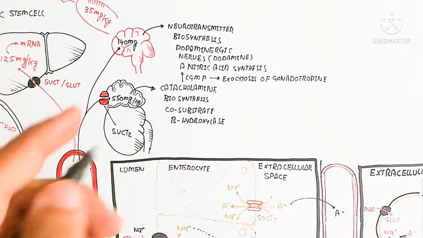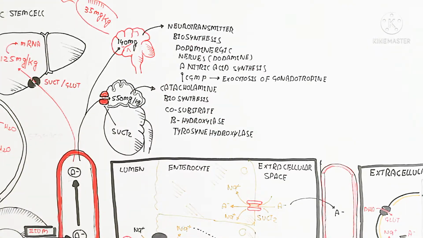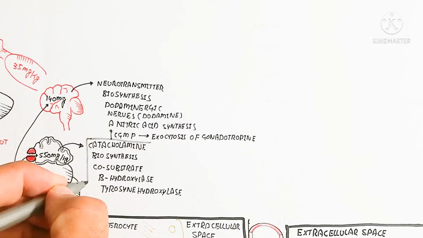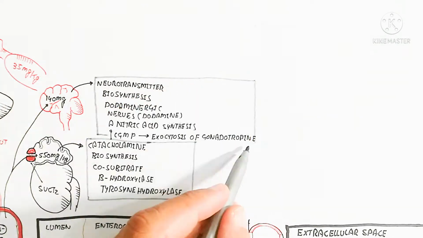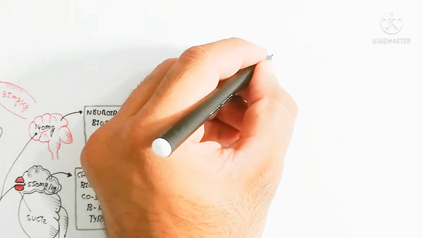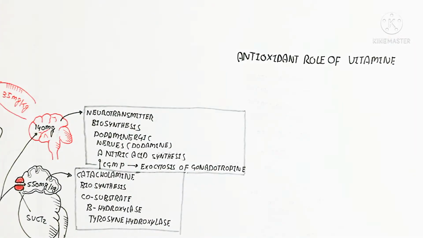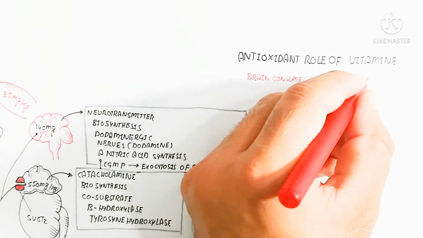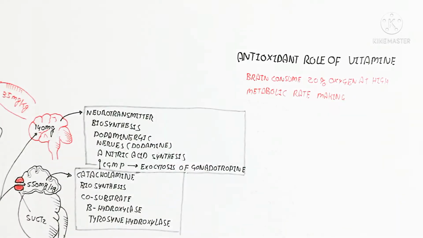On the other hand, the adrenal gland produces catecholamine, with biosynthesis of catecholamine and co-substrate with enzymes, so dopamine beta hydroxylase and tyrosine hydroxylase enzyme, for which ascorbic acid is the co-substrate. So that is why, without ascorbic acid, the substrate will not break down in the presence of the enzyme. So the enzyme works with the co-substrate, with the substrate. So that is why it is important.